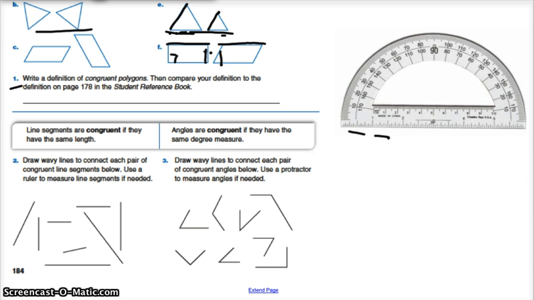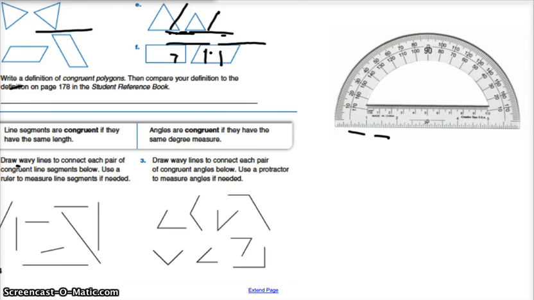So while you're doing that, our number 2 directions are, it says, draw wavy lines to connect each pair of congruent line segments below. Use a ruler to measure line segments if needed. So there's a couple different ways that you could do this. You could use a ruler and just work one line at a time. So the method that I'm going to do is really just recording the length of one line and comparing it to the others.